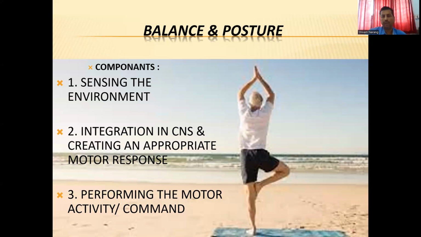Like, if we are falling on one side, we sense that particular change in the posture by sense organs. The CNS integrates all these signals, creates a motor response, and the muscles of the spine, lower limbs, shoulders, and upper limbs perform this motor activity to correct the posture.